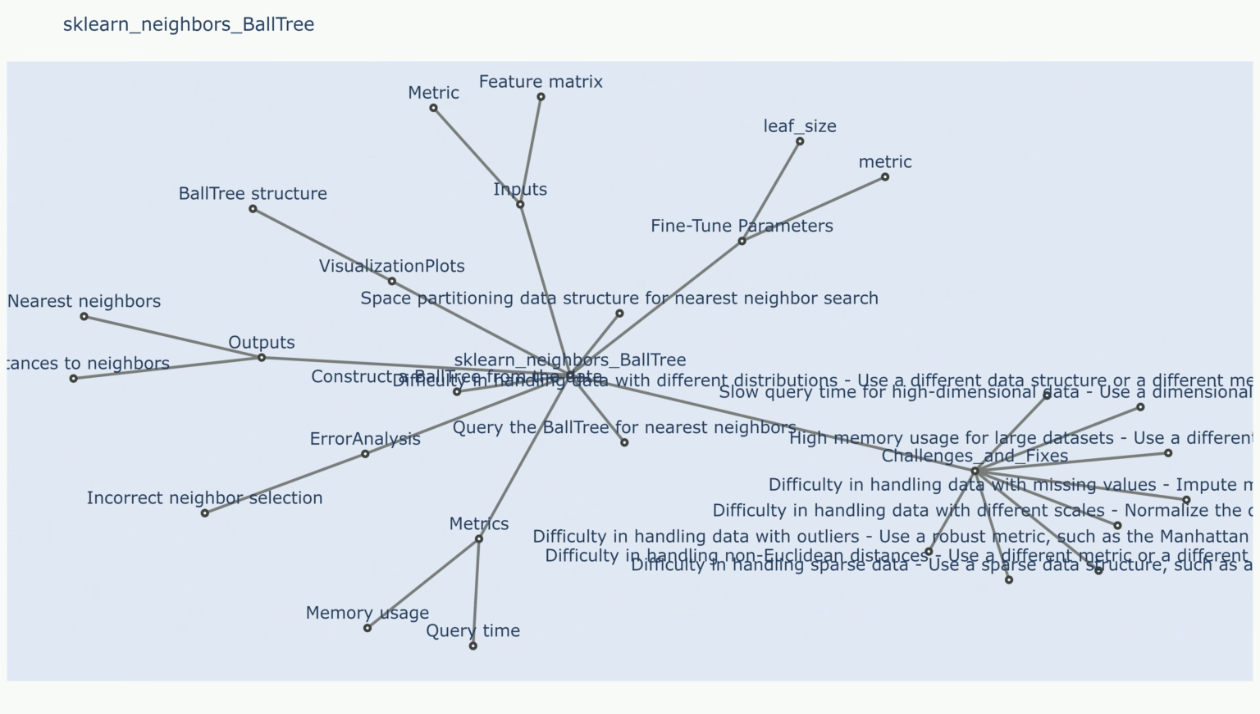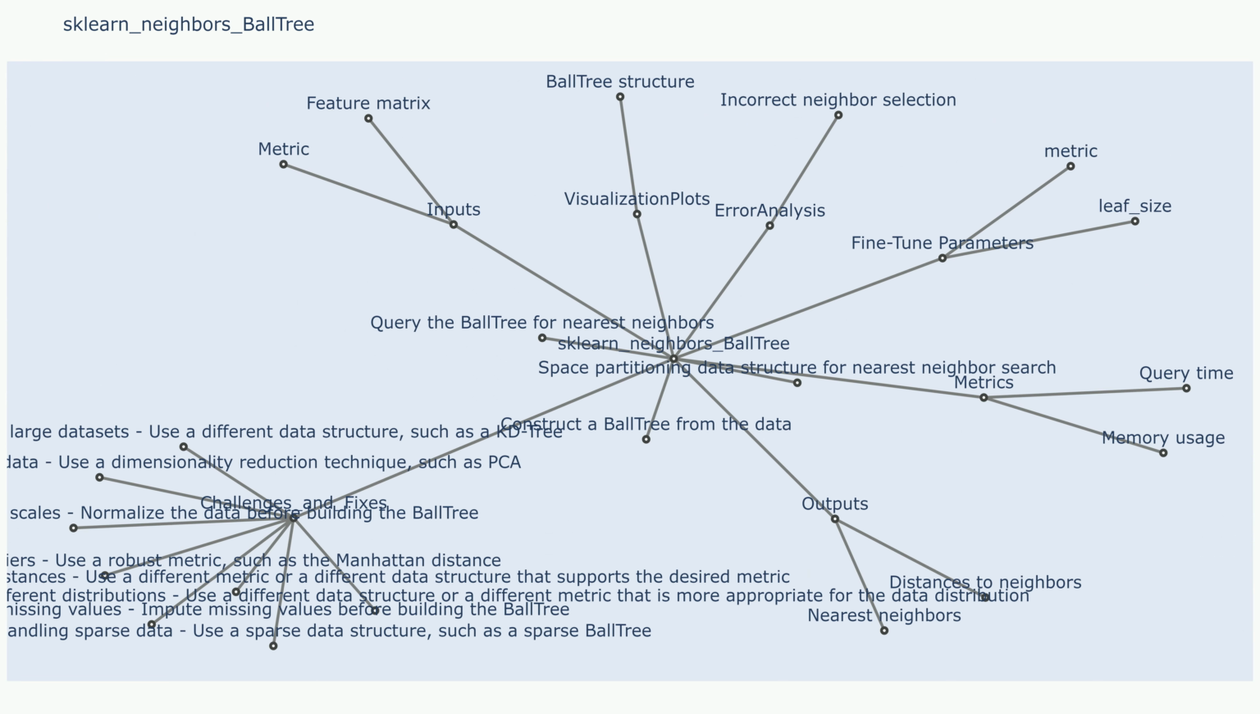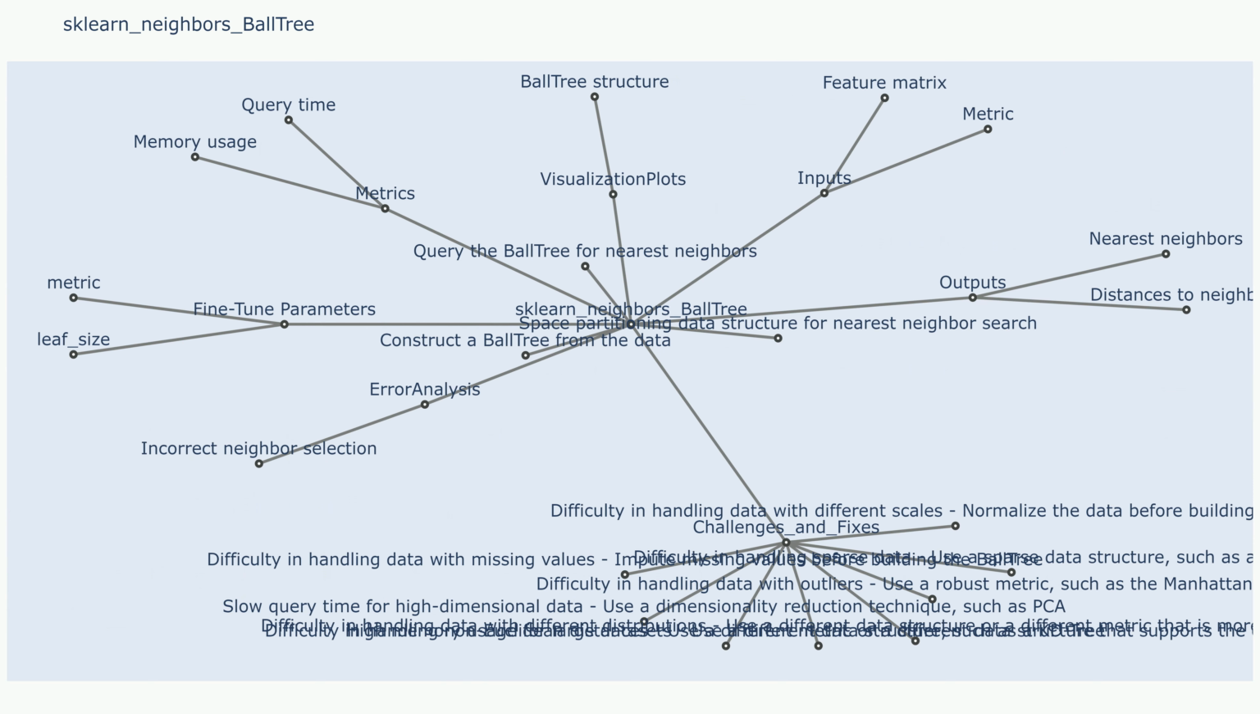Fine-tune parameters. Leaf size. The maximum number of points allowed in a leaf node. Smaller leaf sizes can lead to more accurate results but may increase construction time. Metric params. Additional parameters to pass to the distance metric function. Uncertainty methods. Nearest neighbor distance. The distance to the nearest neighbor can provide an indication of uncertainty in the prediction. A larger distance suggests greater uncertainty.